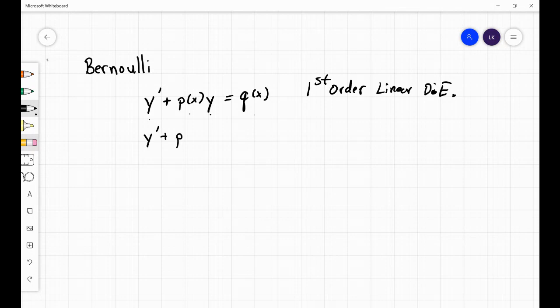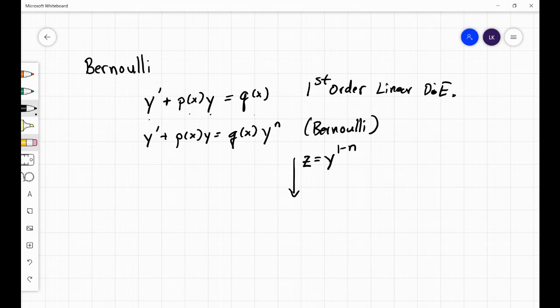But with Bernoulli, what happens is that instead of just a function of x on the right-hand side, you have y to some power. You can call it n or alpha, and it doesn't have to be a whole number. So this is Bernoulli. And the idea is to do a change of variable where we let z equal y to the power of 1 minus n. And after completing that change of variable, we're going to get a first order linear differential equation. Okay, so let's look at an example as such.